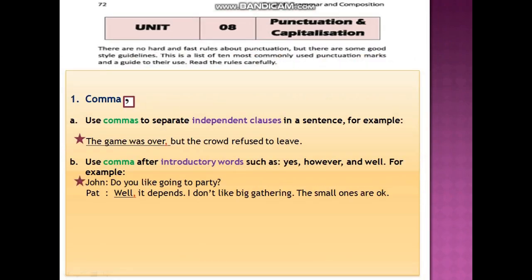Okay, first one, comma. Number A, use commas to separate independent clauses in a sentence. For example, the game was over, but the crowd refused to leave. Here, the game was over is an independent clause, so we use a comma after this clause.